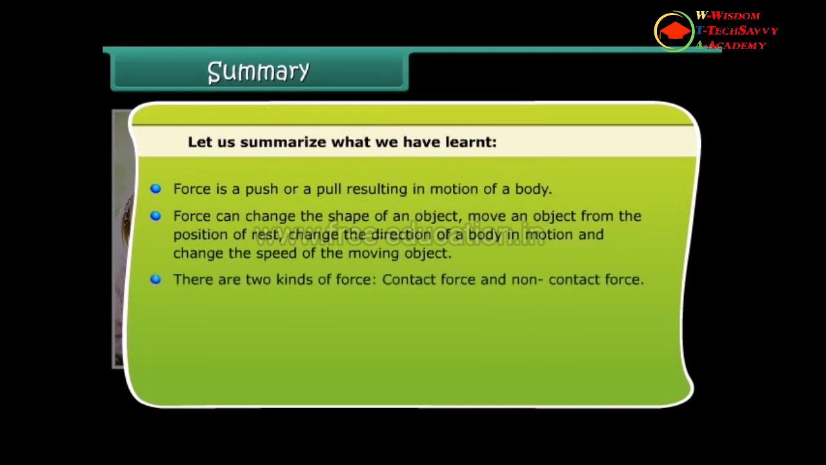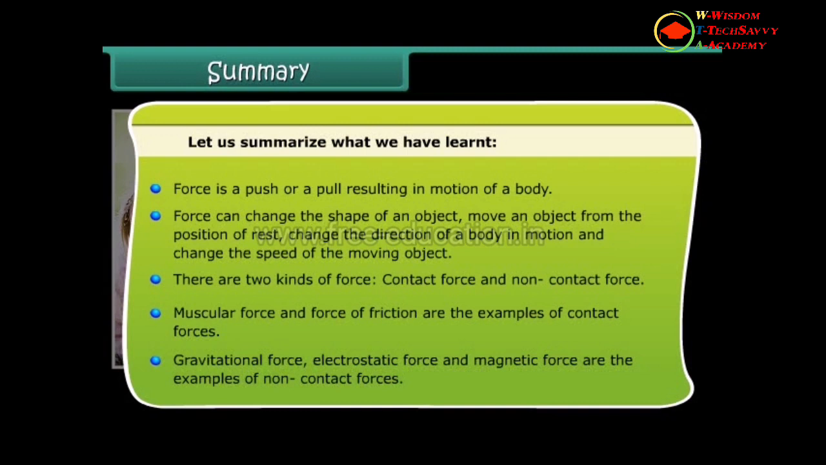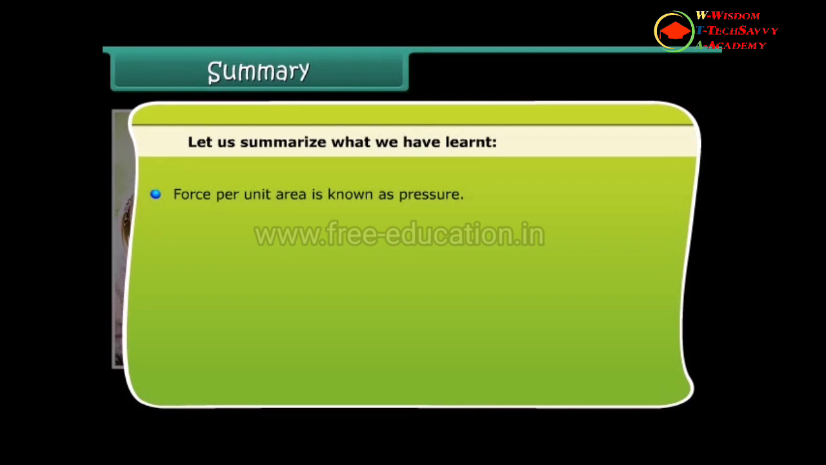There are two kinds of force: contact force and non-contact force. Muscular force and force of friction are the examples of contact forces. Gravitational force, electrostatic force, and magnetic force are the examples of non-contact forces. Force per unit area is known as pressure.